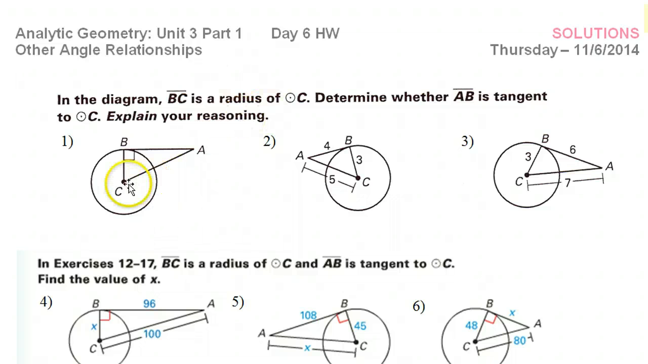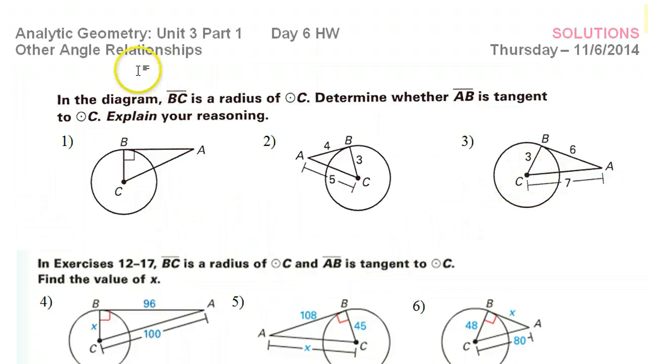the relationship between a tangent and a radius. If you have a tangent to a circle, the radius will always be perpendicular to the tangent at the point of tangency. Okay, so if BA is a tangent, it will be perpendicular to radius CB. Alright, and that's true all the way across, right? If AB is a tangent, it'll be perpendicular to BC in all of these pictures.